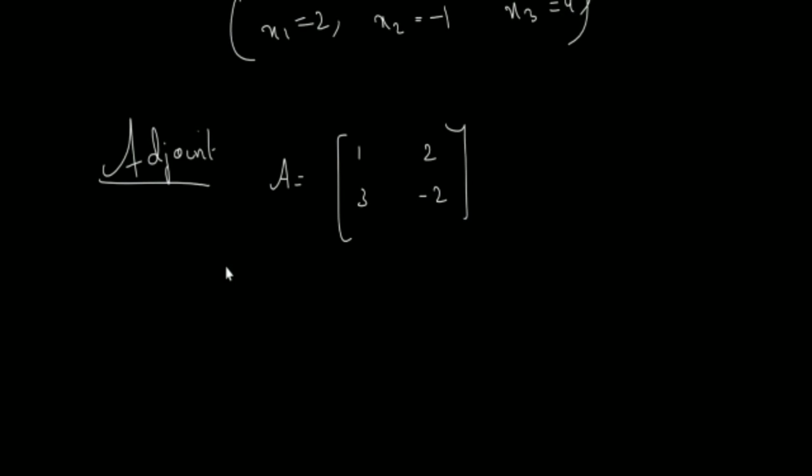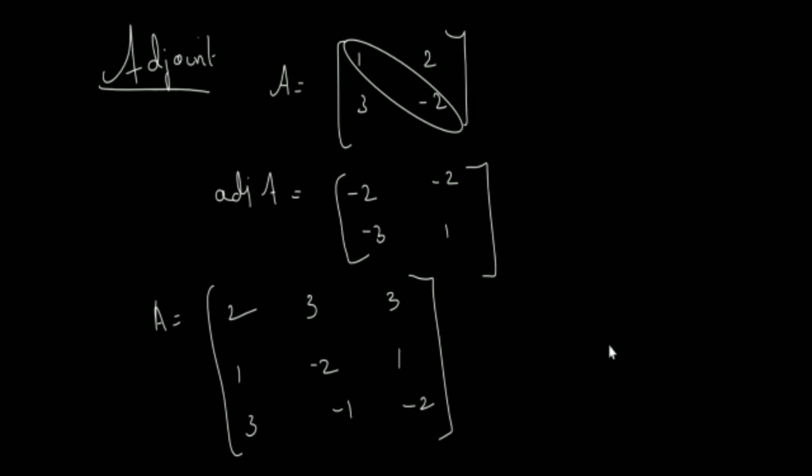Interchange the elements of the main diagonal and change the signs of the other elements. The main diagonal elements are 1 and minus 2. Interchange them. Then change the sign of 2 and 3. So the adjoint of A is minus 2, minus 2, minus 3 and 1.